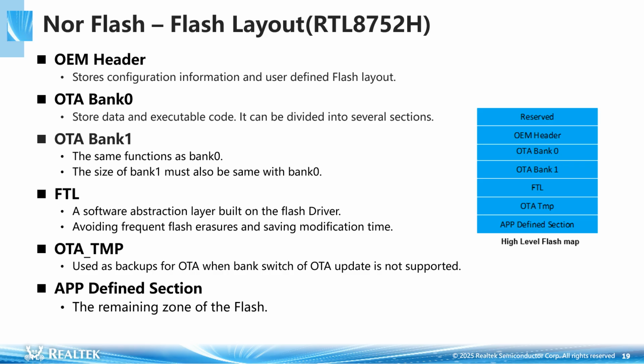OTA Bank 0 is used for storing data and executable code, and it is internally divided into several smaller sections, which will be introduced on the next page. OTA Bank 1 has the same function as Bank 0, and its size must be the same as Bank 0 to facilitate seamless switching during OTA updates, enhancing security and reliability in the firmware upgrade process.